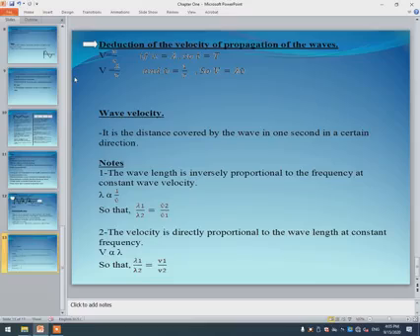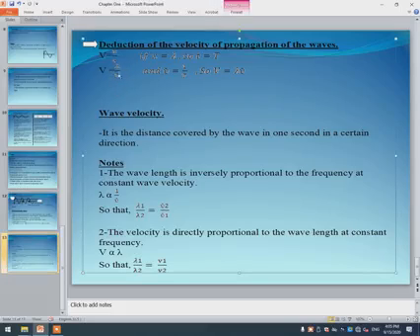X is the total distance covered by the wave, and t is the total time required for the wave to cover this distance. But let us take a specific length for this distance, which is called lambda. If lambda is the length, the time will be the time for making one wavelength. This time for making one wavelength is called the periodic time. So if x is lambda, then t is capital T.